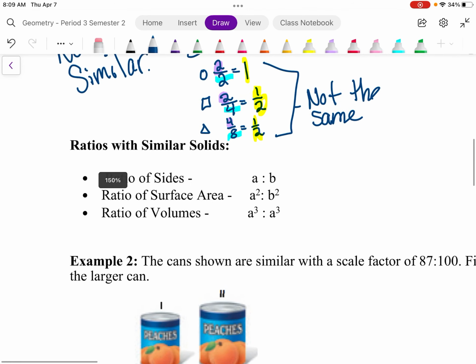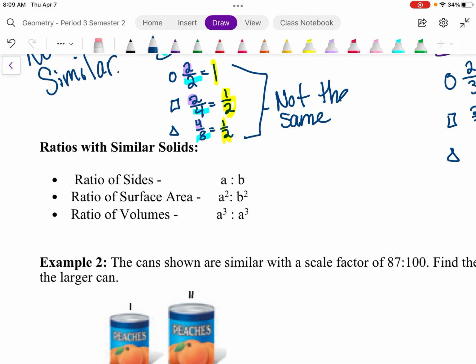Next, we are going to be talking about the ratio of similar solids. We have already talked about the ratio of the sides, which is just A to B. We are going to use these to find the ratio of the surface areas and volumes. The ratio of the surface areas is going to be the side length squared, just like we did with area. So A squared to B squared. Next, we have the ratio of the volumes, which is A cubed. Oh, this should be a B. That is a typo. And B cubed.